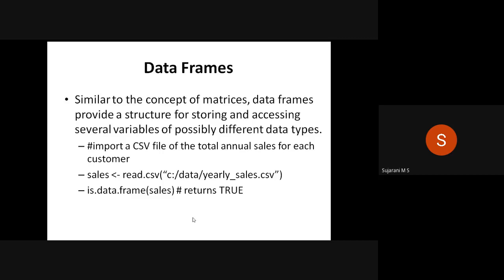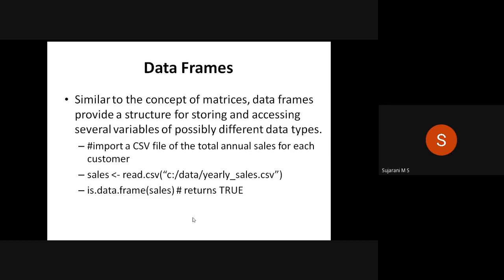Okay, in the previous class, we dealt with how to import a data file into an object. So we can use a function read.csv. Here sales equal to read.csv, providing the path name and the CSV file also. It imports all the data in the yearly_sales.csv file into the sales object, and this sales object becomes a data file. Clear?